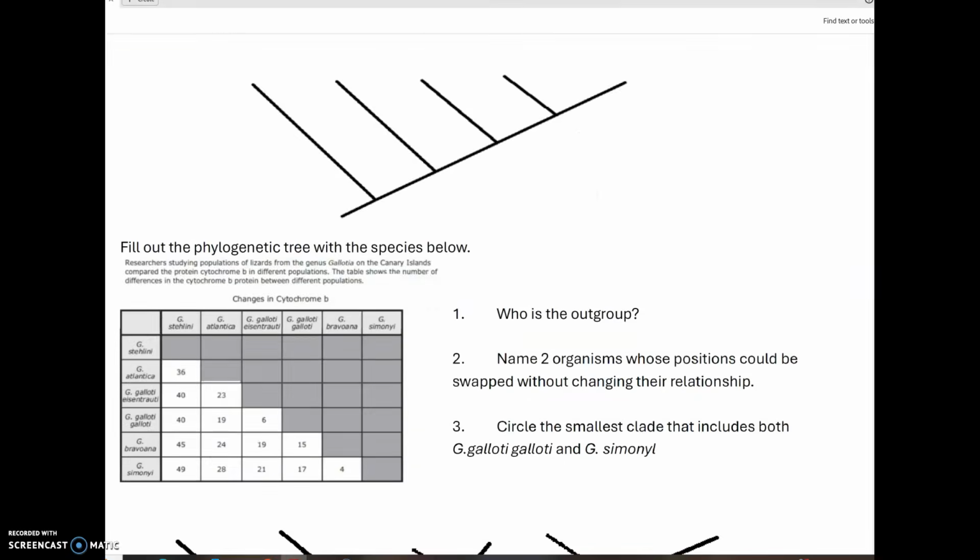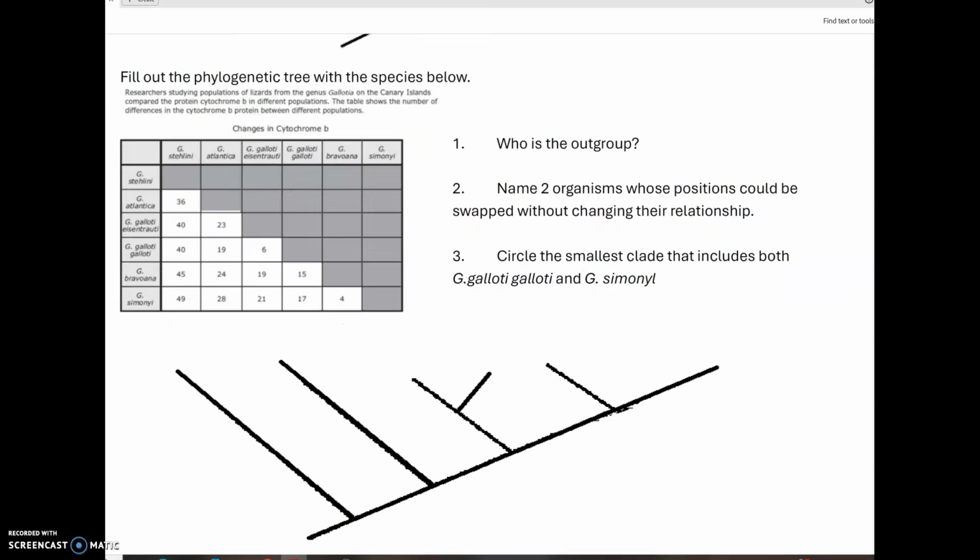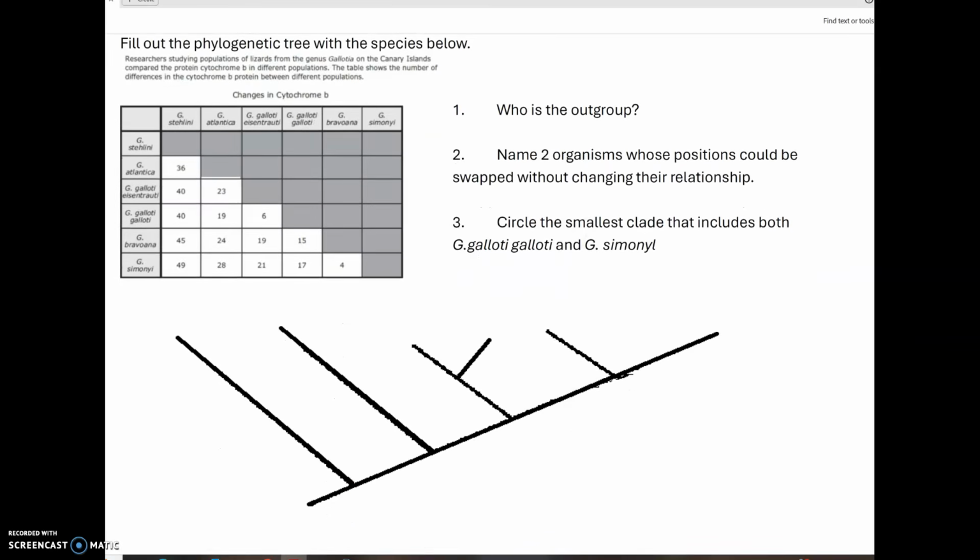So let's scroll up. So this one is a phylogenetic tree. So this does not have traits. So this one instead has amino acid differences. So you always want to read, because sometimes it'll have like the percentage of similarity. There was a Pearson one where it gave the percentage that they had in common. And then you would be looking for like the highest number because they would have the most in common. But in this case, they're counting in amino acid chains in cytochrome B how many differences they have. So the lower the number of differences, the more closely related they are.